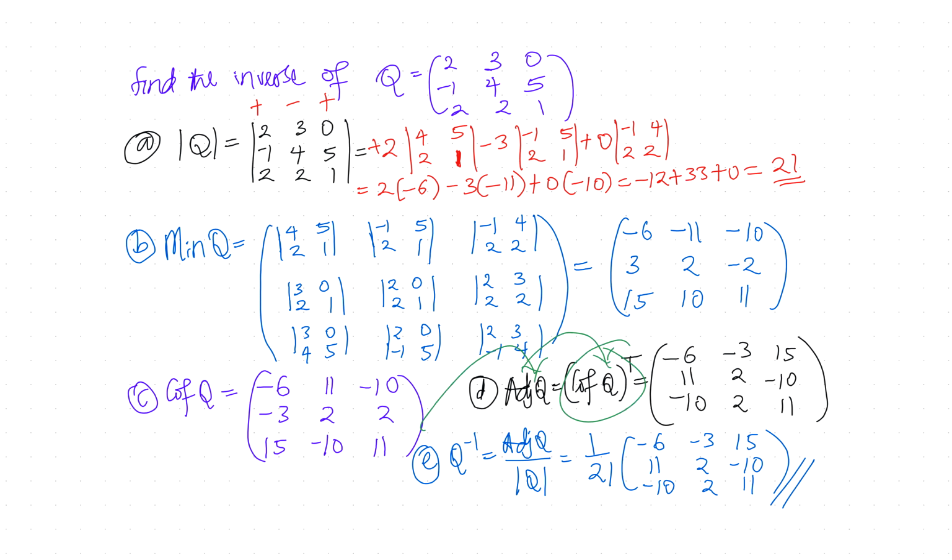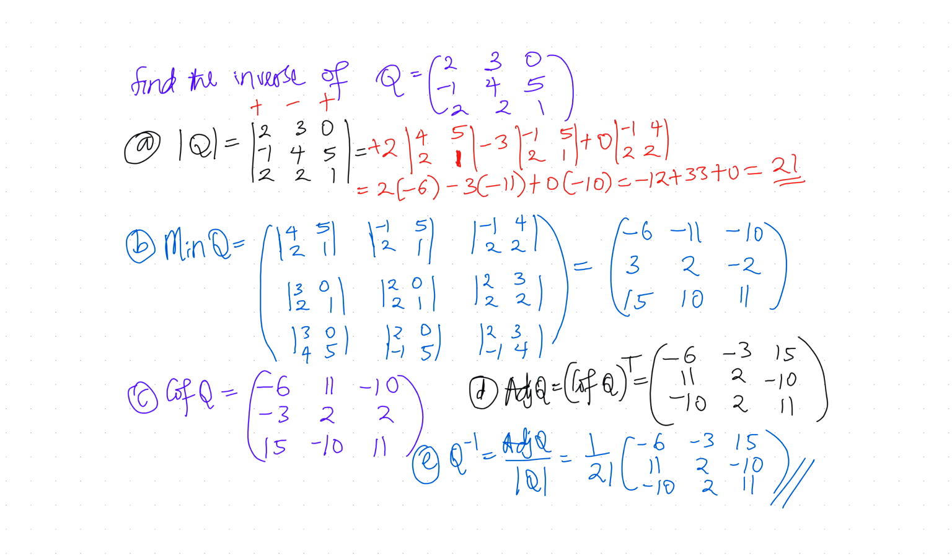So transpose means the first column, minus 6, minus 3, 15, becomes the first row in the transpose, right? Then the second column, 11, 2, minus 10, becomes 11, 2, minus 10 as a row in the adjoint. The third column, minus 10, 2, 11, becomes the third row in the transpose. That's minus 10, 2, 11, now as a row. So once that is well done, you can say this is the adjoint of Q.